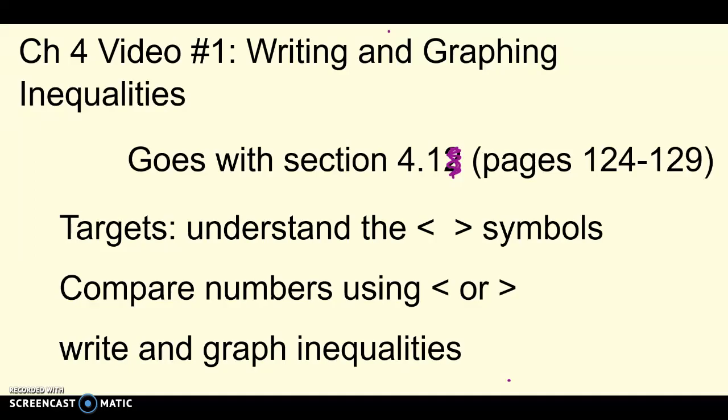So there's 3 targets to write down. Make sure these are on your paper. We need to understand what all of these symbols mean, also the ones that have the lines under them like that. We need to be able to compare numbers using those symbols and write and graph inequalities.